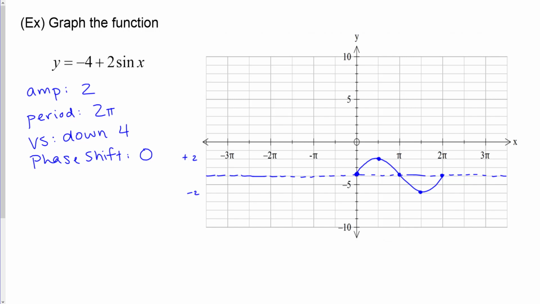Sometimes you're only asked to graph one cycle. Sometimes you're asked to continue the cycle. Usually for most instructors, if you're just turning it in, one cycle is fine. But it's generally easy enough to just repeat the pattern. So if I were to repeat the pattern, just kind of mark off where the maximum and minimum points occur, and then just fill in the wave in between. Okay.